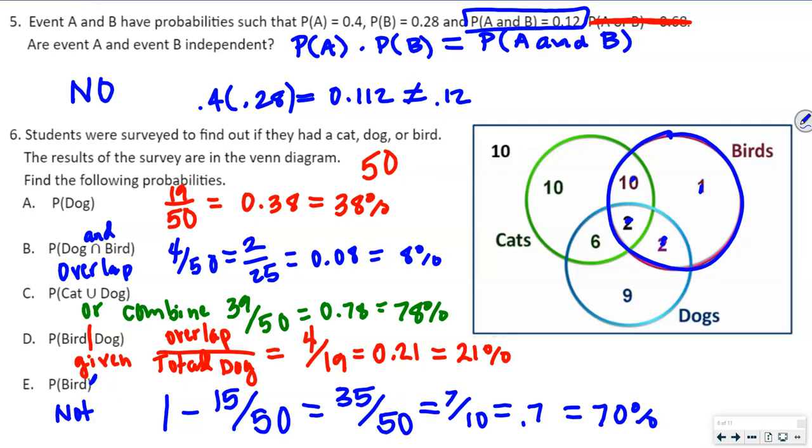Now listen, there's another way to do this. You could have also added all the things that are outside of the bird. So there's your 10, 20, and 15, that's 35. You could have done it that way as well. Your call as to which way you do it. Got it?